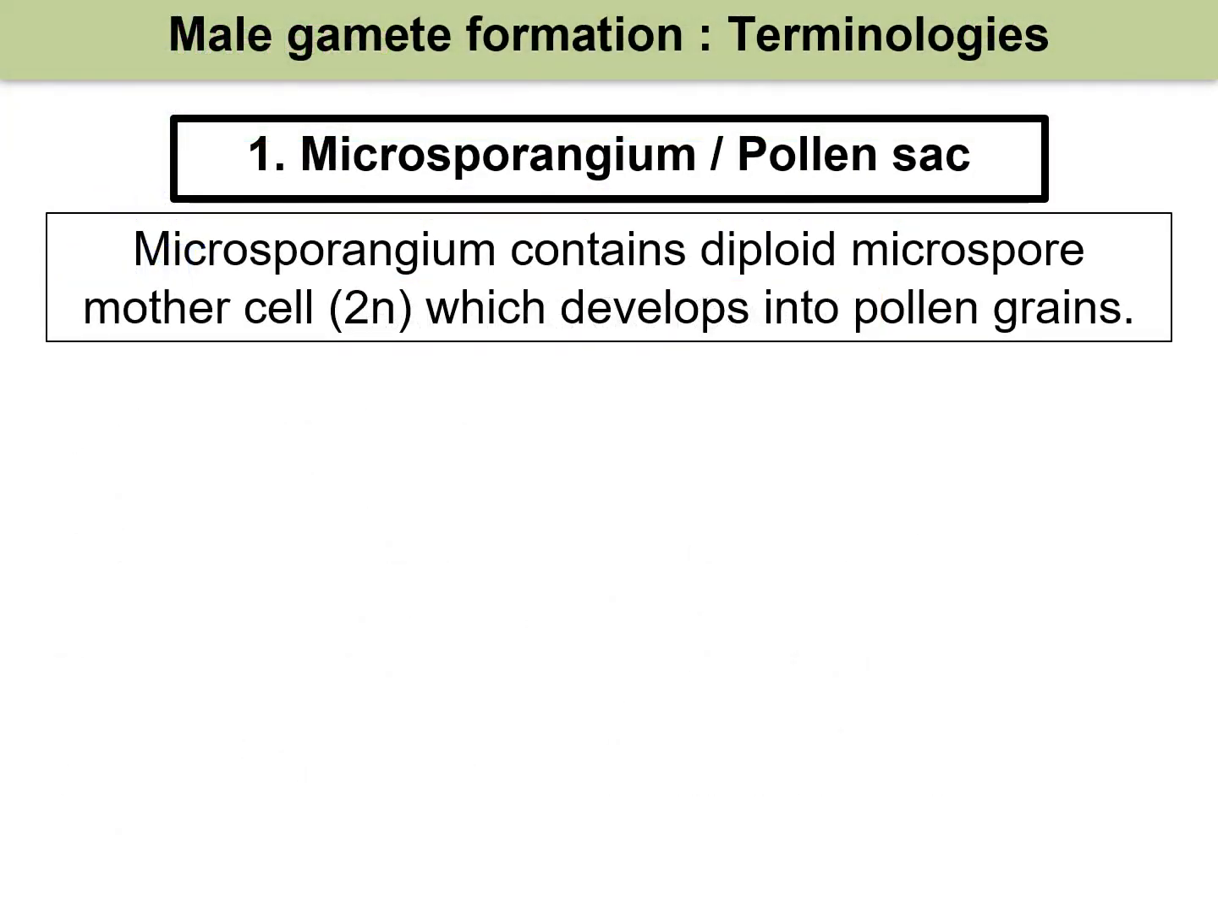Let's look at the first terminology. It's microsporangium. From the word sporangium, angium means a sac, a structure that contains diploid microspore mother cell that will later on develop into pollen grains. So the structure that contains diploid microspore mother cell is called microsporangium. So let's look at the term micro. In reproduction, micro will always be related to male.